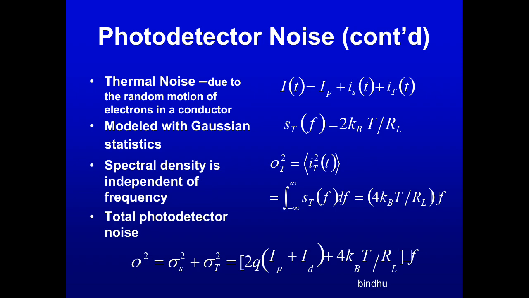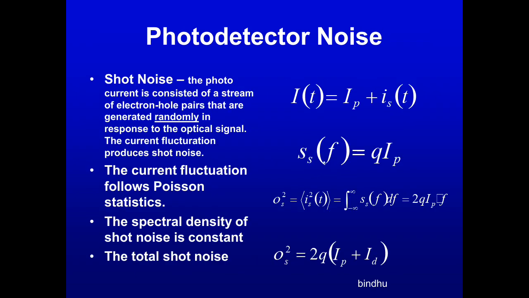The next type of noise is thermal noise. It is the random motion of electrons in a conductive medium. It is modeled by a Gaussian process, and the spectral density is calculated with respect to Gaussian characteristics. Thermal noise is calculated by 4kTB by R. We have discussed in detail how to derive these values in the communication theory paper. So the total noise created in the system is shot noise plus thermal noise, so you are adding two terms.